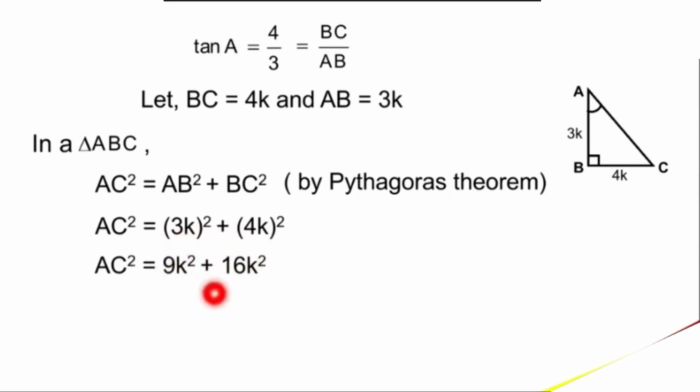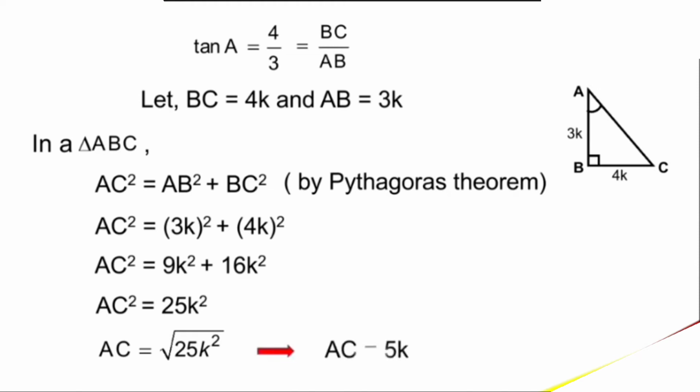Now, by adding these two terms, we get AC square is equal to 25k square. Now, let us shift the square from LHS to RHS. Then we get AC is equal to square root over 25k square. Children, we know that the square root of 25 is 5 and the square root of k square is k. Therefore, the length of the third side AC is equal to 5k.